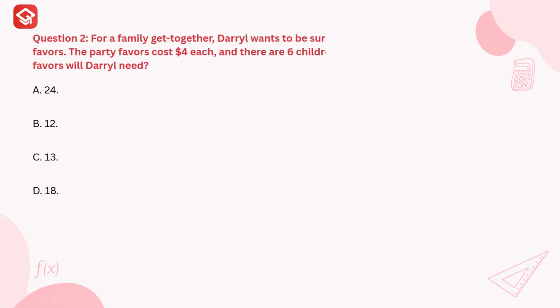Question 2. For a family get-together, Daryl wants to be sure that each child gets 3 party favors. The party favors cost $4 each, and there are 6 children coming. How many party favors will Daryl need? A. 24. B. 12. C. 13. D. 18.